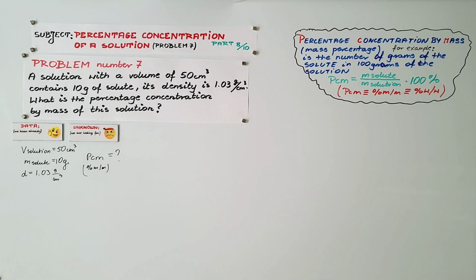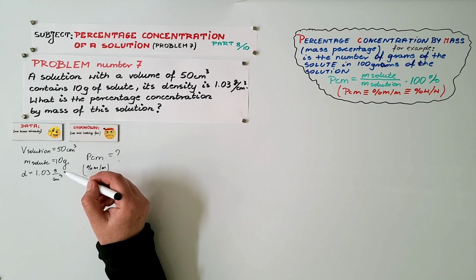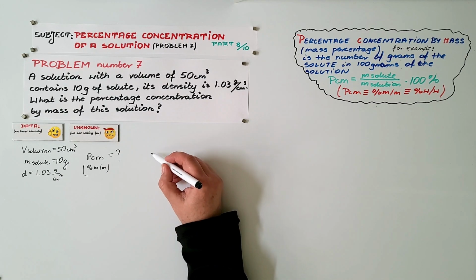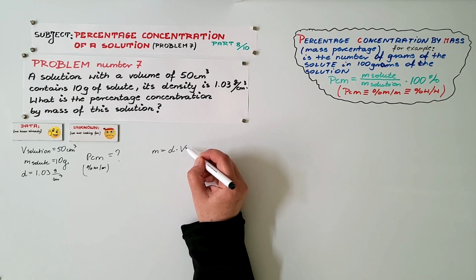So from the data in the problem, we can see that we don't have the mass of solution, but we do have volume and density of the solution. How to go from volume to mass based on density? The formula that should be used is mass equals D times V.